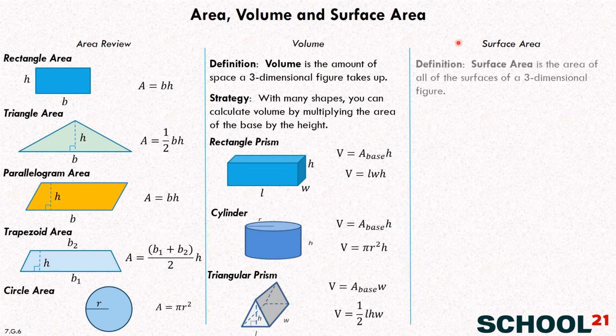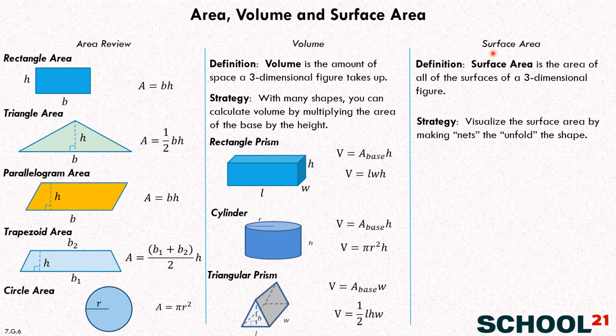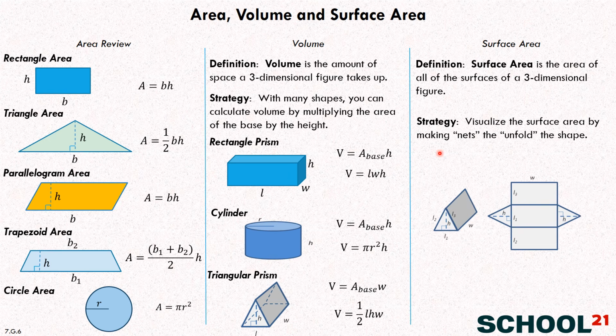Now let's talk about surface area. First, a definition here. Surface area is the area of all of the surfaces of a three-dimensional figure. One of the things that we can think about as a strategy is to visualize the surface area of a shape by making nets, by unfolding the shape. As a good example, let's look at a triangular prism again. Here we have a prism that's a lot like the one that we saw over here.